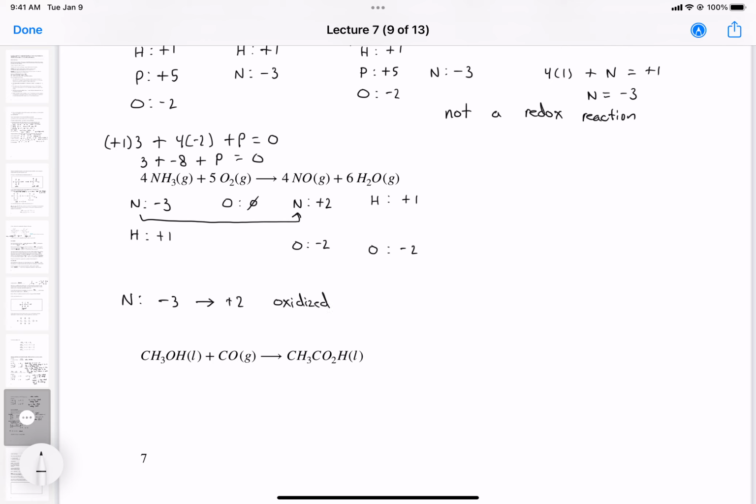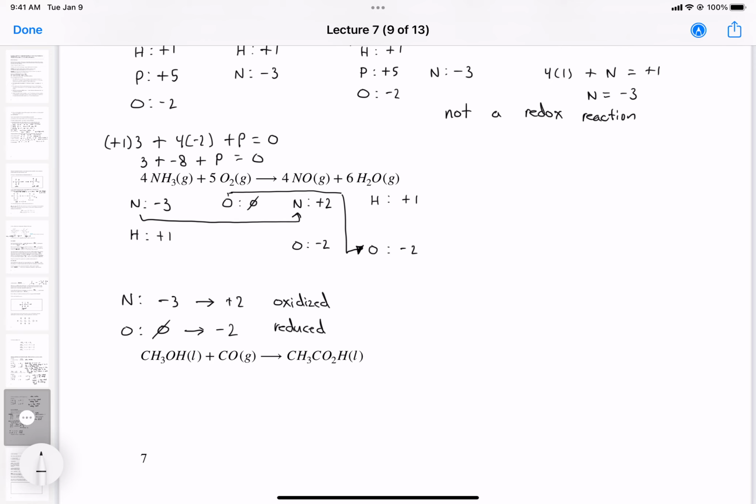Okay? And for oxygen, we see it's going from 0 to negative 2. So it's being reduced. So this combustion reaction is an oxidation process.